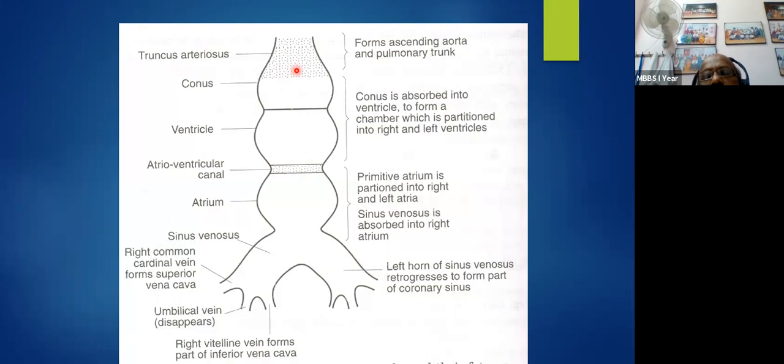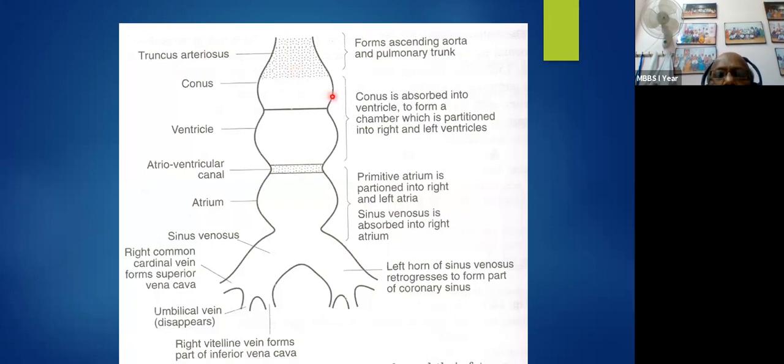Another one more thing you need is this: this is the arrangement of the fused endothelial heart tube from the arterial end to the venous end, one below the other. But in the adult form, you know the position of the various chambers, where we have the right atrium and left atrium, where we have the right ventricle and left ventricle.